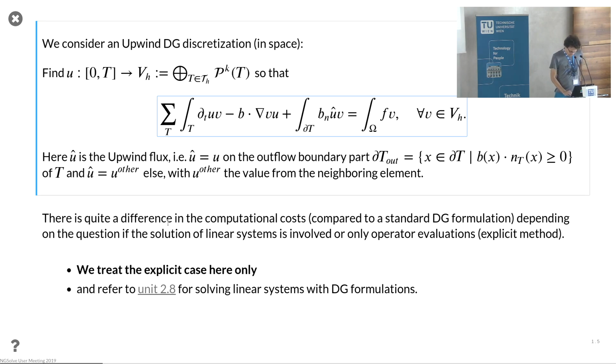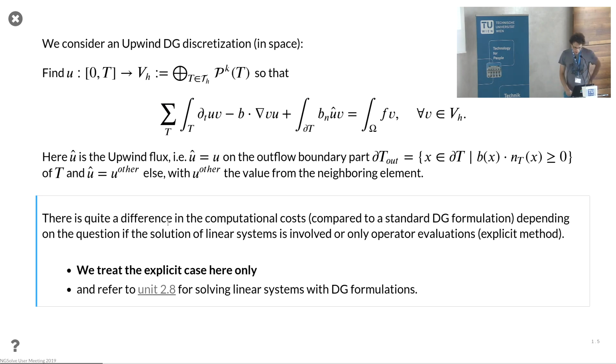Okay, so if we now want to solve the problem, so this is just semi-discrete. We didn't decide on what to do with the time stepping yet. And we could decide for two options. Either we solve linear systems when applying implicit schemes or explicit schemes. And of course, this makes a big difference in terms of computational costs. So in the following, in this tutorial, we only treat the explicit case. So we just want to do an explicit time stepping, just an explicit discretization scheme.